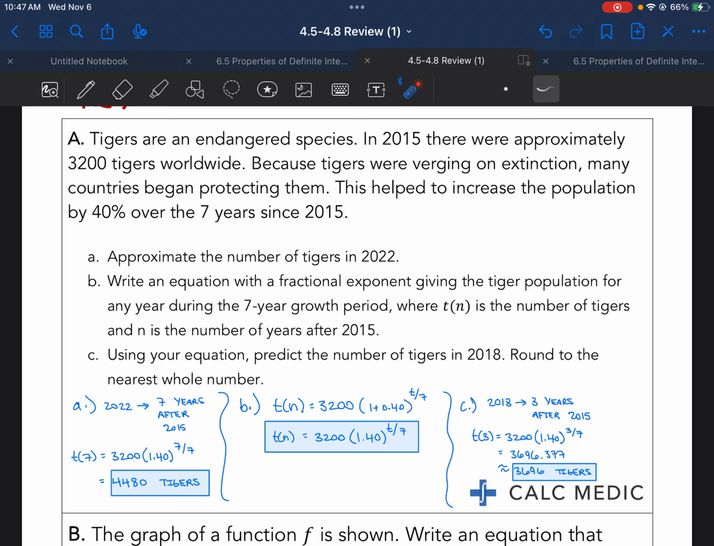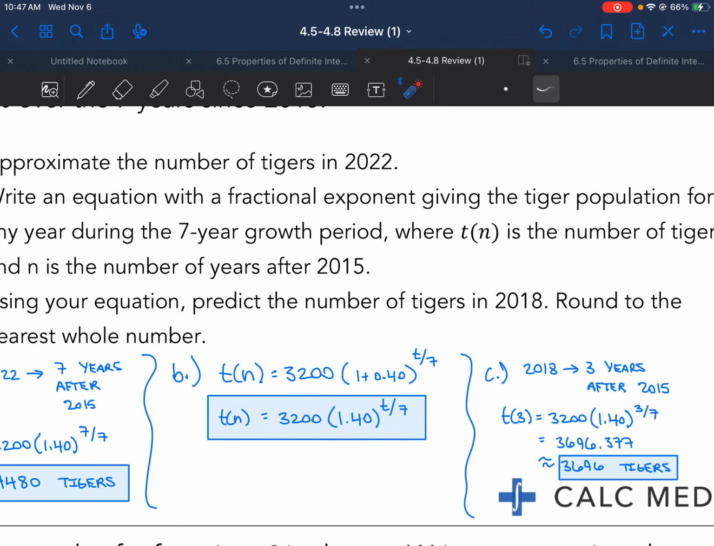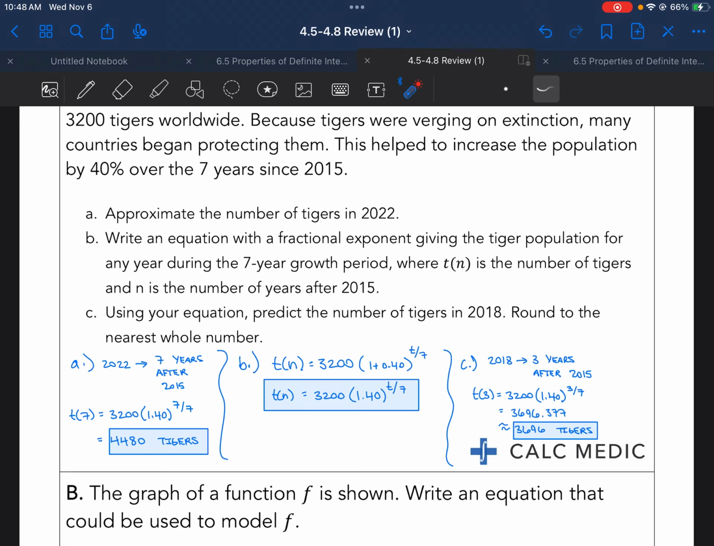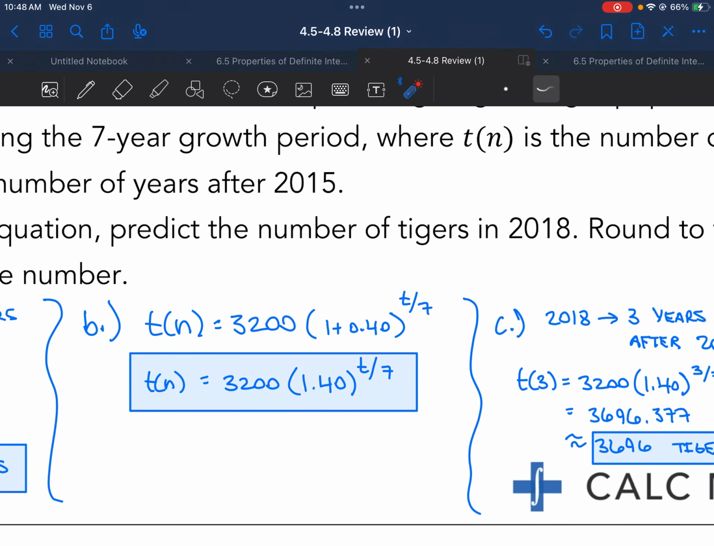So that's our initial population. That's why you see my 3,200 right here. And we can see that the tiger population was increasing by 40% over that 7-year time period. So if it's an increase, we do 1 plus, and then we take our increase rate and turn it into a decimal, so 40%, 0.40. So we have 1 plus 0.4, and notice that it was over a 7-year period of time. That's why we have t over 7. So this function here is saying initial population of 3,200 tigers increasing by 40% over a 7-year period of time.